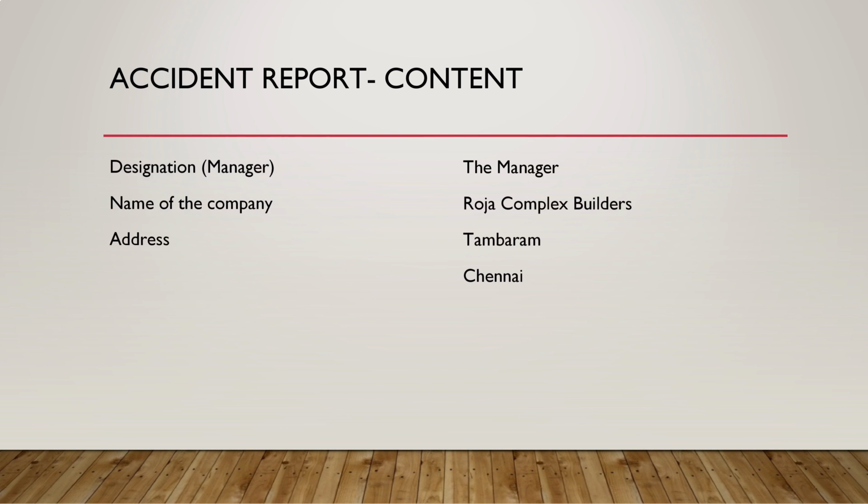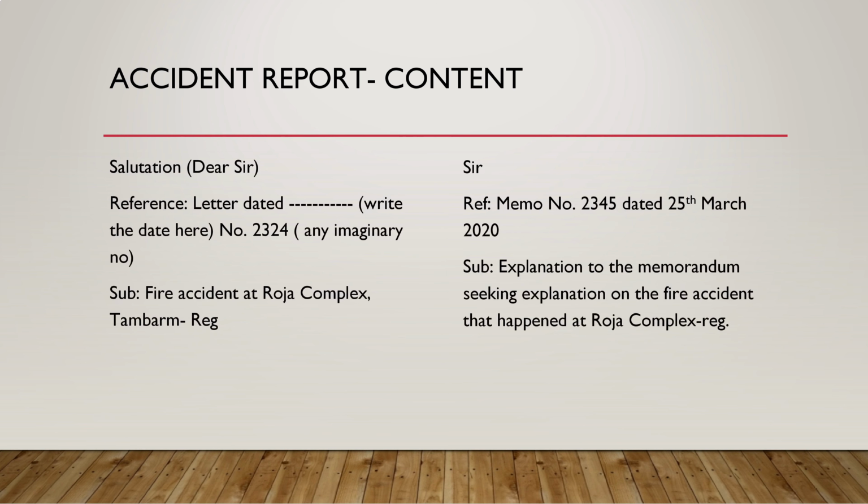And after the sender's address, it is the recipient's address with the designation, the manager, and the office address. And as in any letter, you have a salutation, so Dear Sir or just Sir. And again, an official written communication should have a reference. So here, you would have already received a letter from your manager seeking an explanation, so you give an imaginary number as the reference number. In the example I have given, it is memo number 2345.